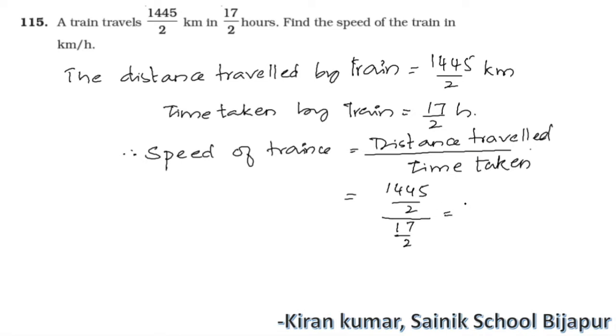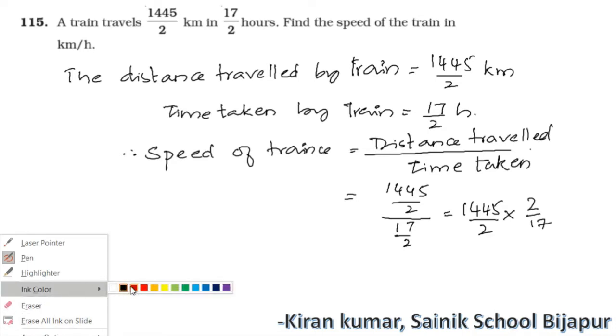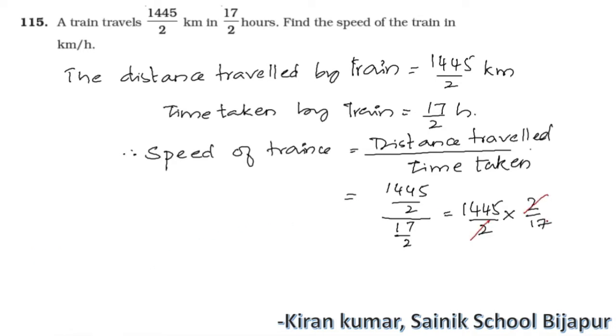This can be further simplified as 1445 upon 2 multiplied by 2 by 17. We need to multiply by the reciprocal. Here 2 and 2 get cancelled. This number 1445 is exactly divisible by 17. You can simplify this. This becomes 85. So it is 85 kilometer per hour.